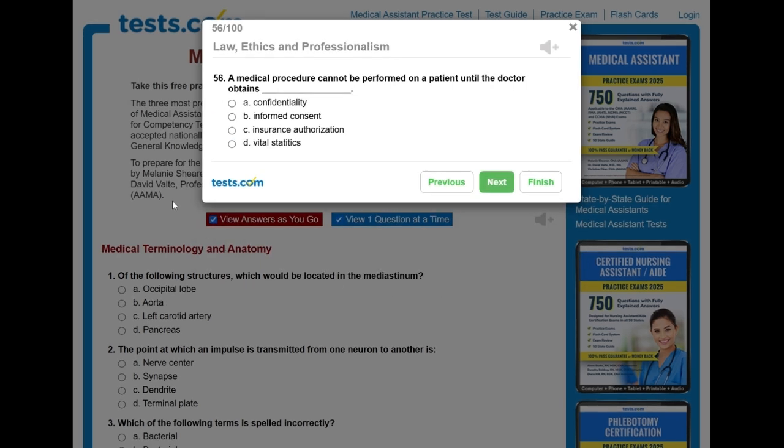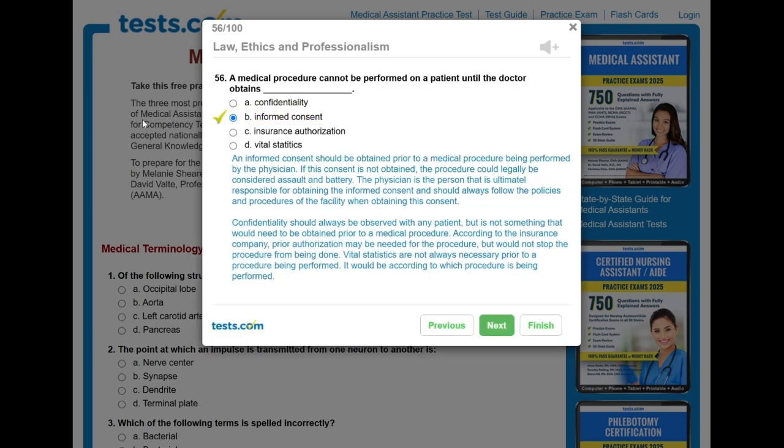Law, ethics, and professionalism. Question 56. A medical procedure cannot be performed on a patient until the doctor obtains blank. A. Confidentiality, B. Informed consent, C. Insurance authorization, D. Vital statistics. B. Informed consent.